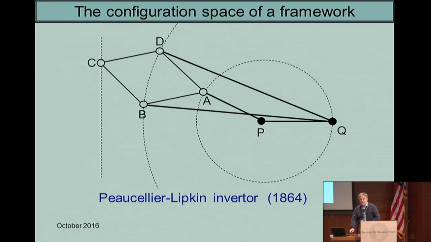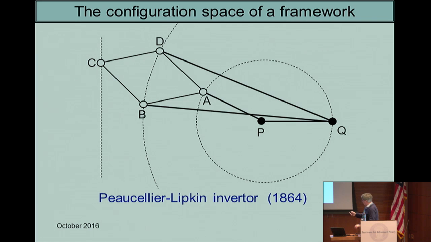Now, let me speak a little bit about the configuration space of a framework. This is a classical one from the 19th century, where if you fix the two black points, then it's called an inverter. This point A moves on a circle, and the point C is always its inverse with respect to the circle on which B and D move, and therefore it moves on a straight line. This was a big problem for mechanics, to construct such a thing that leads this point C along a straight line.